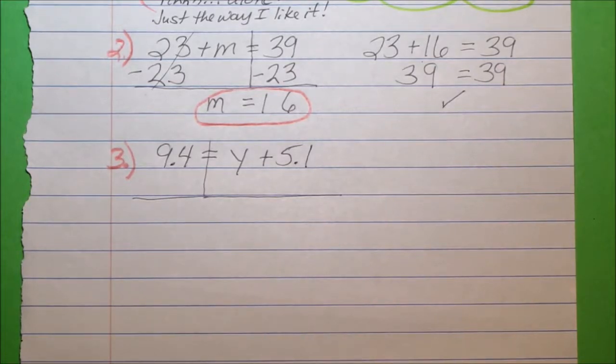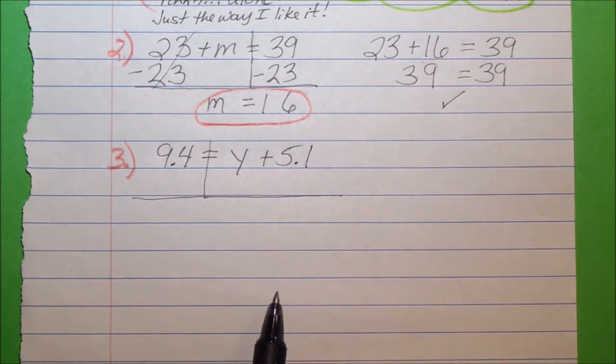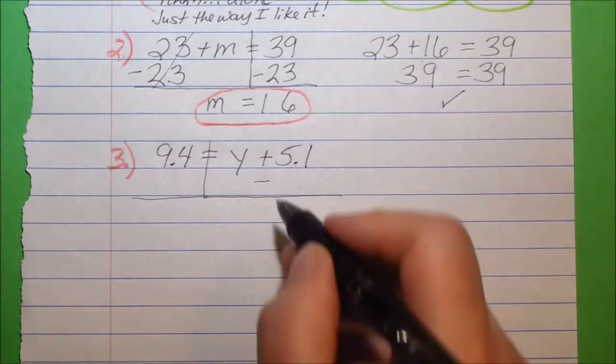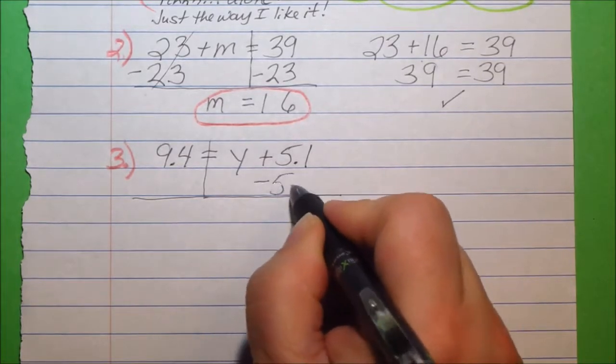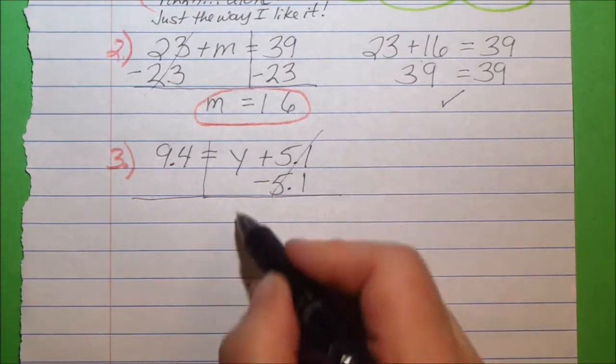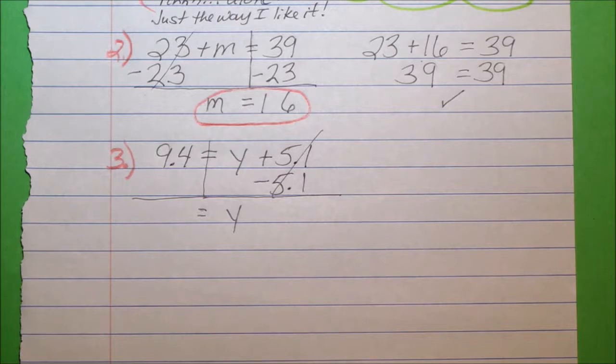Y does not want 5 1/10 in its house. We need to get rid of it. So I see an addition symbol here in front of the 5.1. To make this a 0, to evict 5.1, I must subtract it. So now if I subtract 5 1/10, that becomes 0, evicted. And my variable y is happy in his house all by himself, just the way he likes to be.